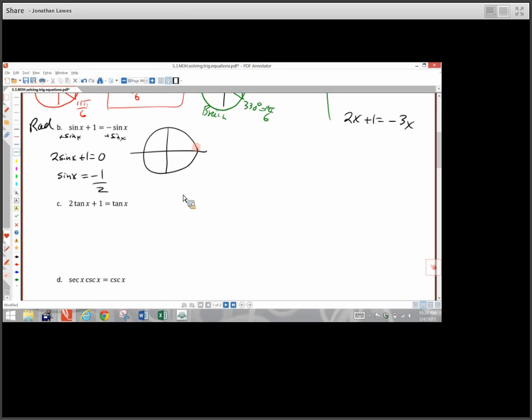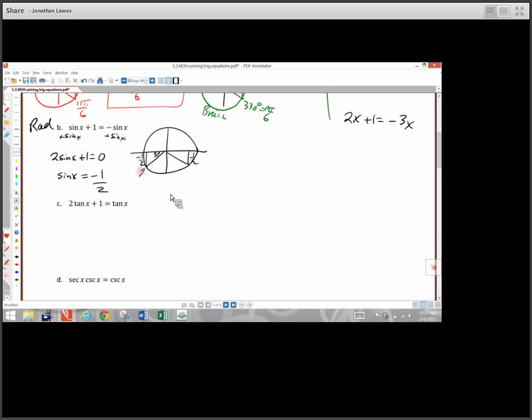I like drawing the triangles the best. I use the calculator to confirm and do ones where it's not a common angle, but I like drawing pictures. So we want the sine, or the y-coordinate, to be -1/2. So I'd have one answer over here and one answer over here. If this is -1/2, that would be the small angle on a 30-60-90. So our reference angle right here is 30 degrees.